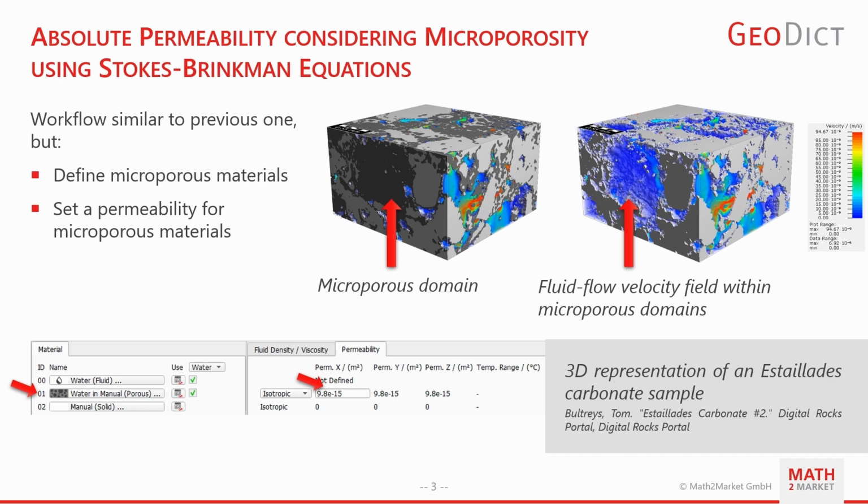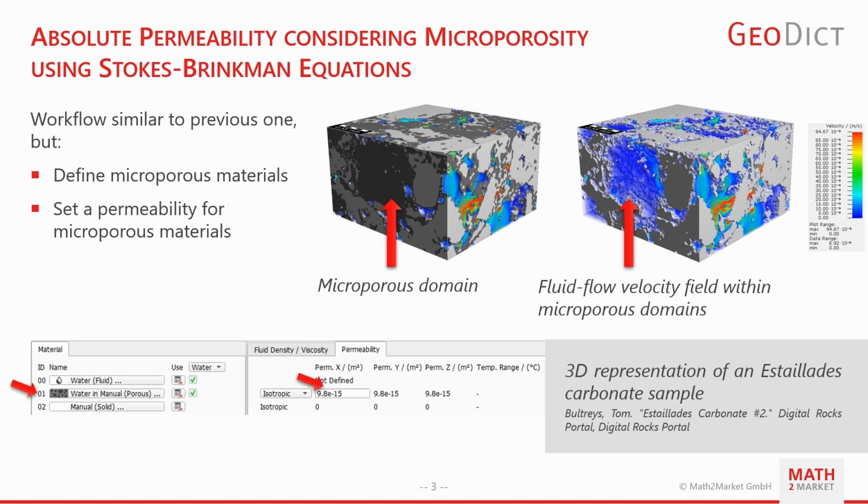In this case, the workflow is similar to the previous one, but the microporous domain should be segmented as a separate material, and the permeability of the microporous domain must be known. For example, you may obtain this by using other methods, like high-resolution focused ion beam SEM measurements. With this information, you can define the permeability of the regions and run a computation. When running a simulation on the Estaillades carbonate rock, you may define an exemplary permeability of 1 millidarcy for the porous domains. I have visualized the result for LIR solver on the right-hand side of this slide.